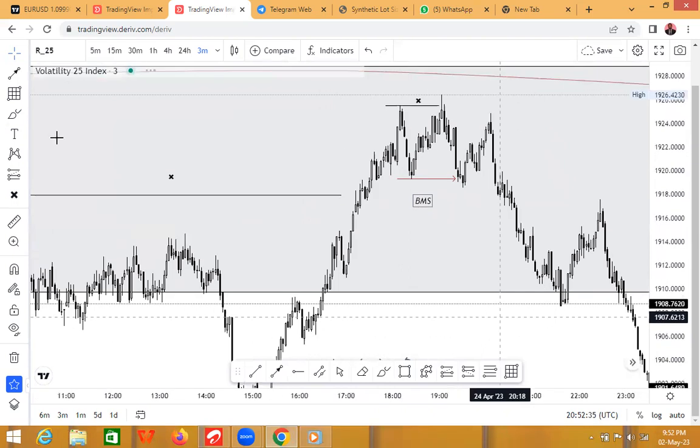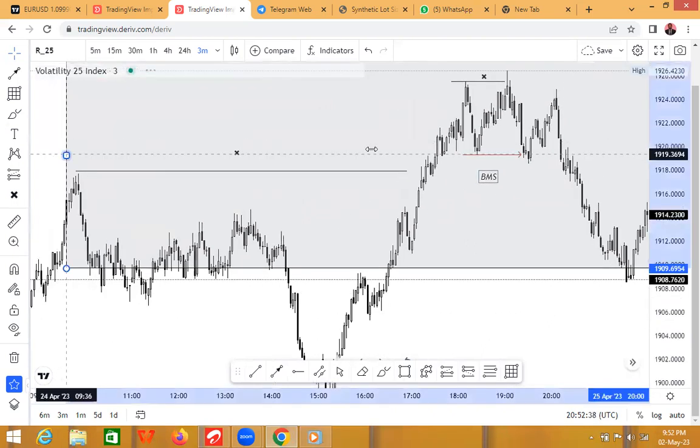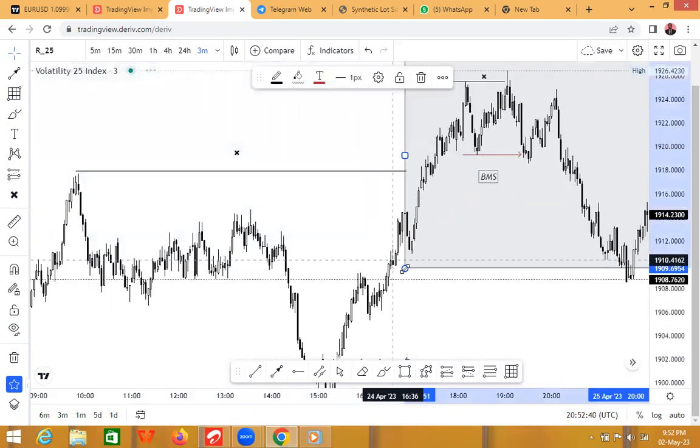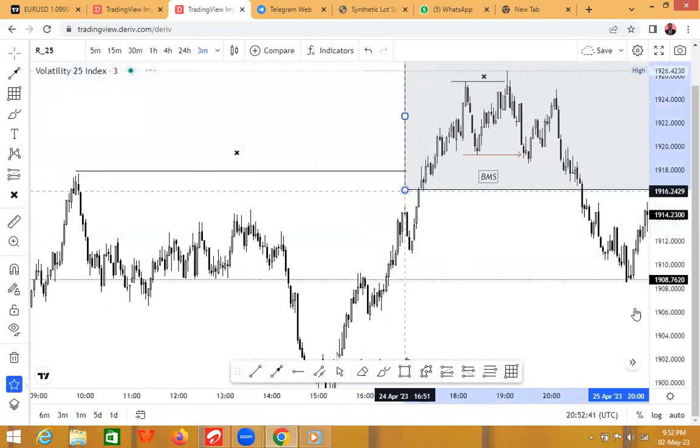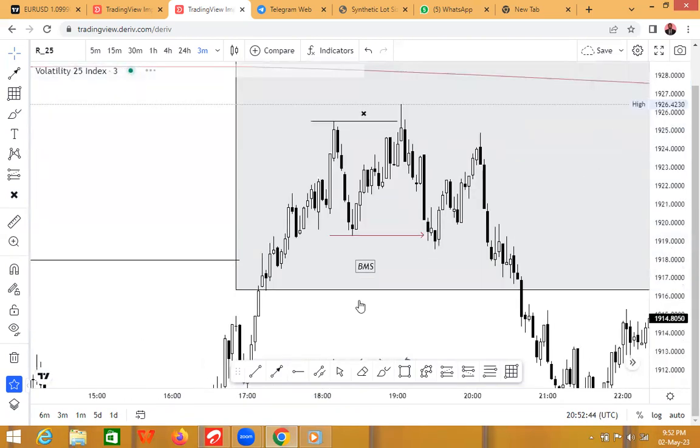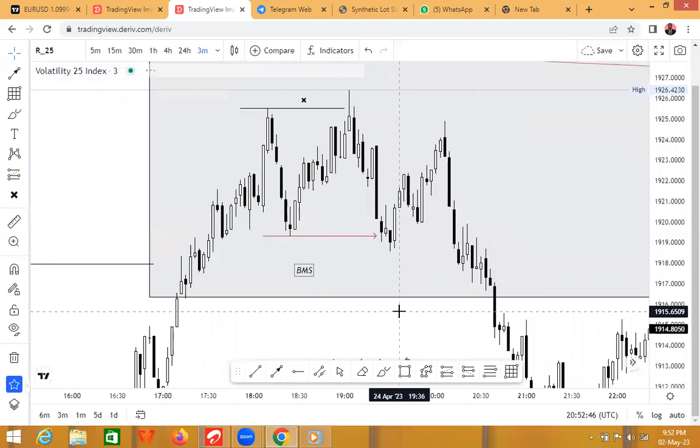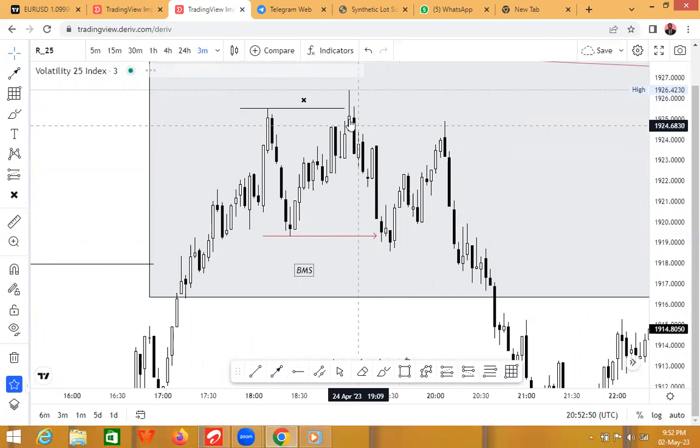Look at what price did. Price gave us that clear break of structure. You can see that. And then there is the candle that took liquidity and led to the break of structure. That last candle, this is the mitigation candle. That last candle, price will come to play the open or 50%. So this was the candle.